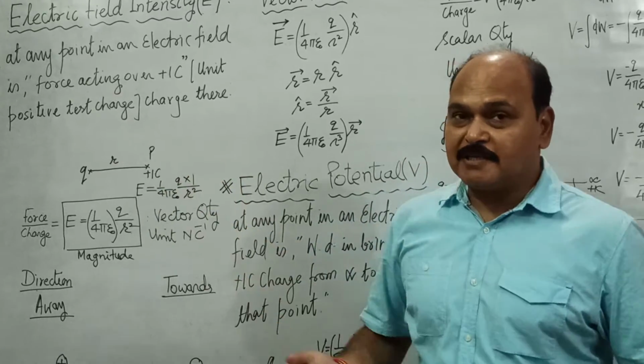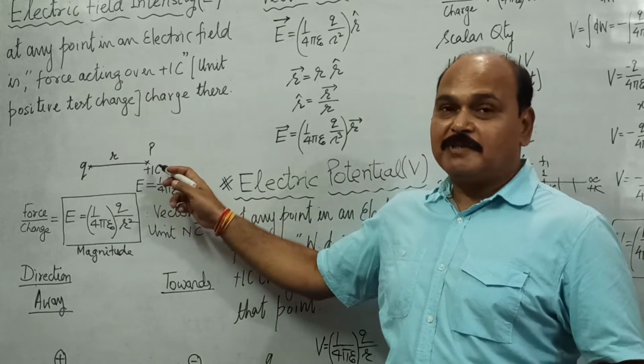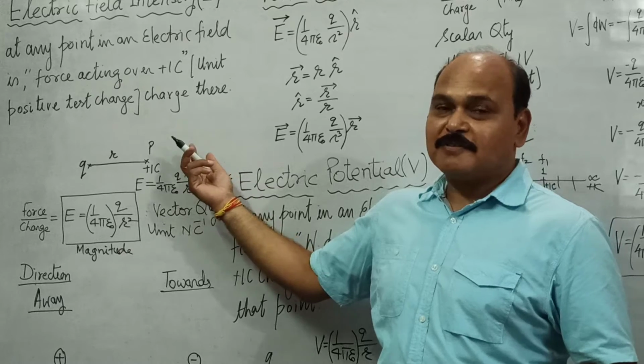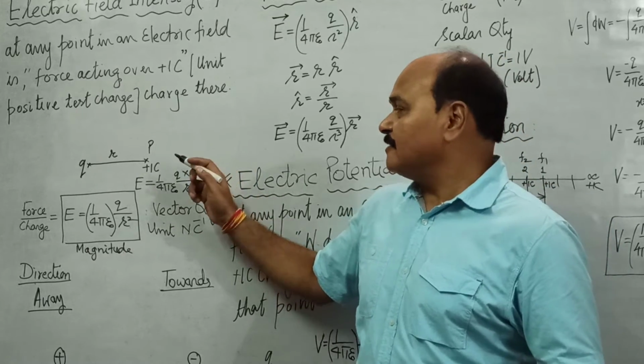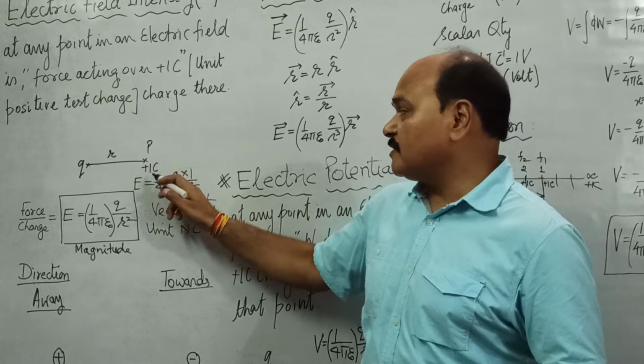Greater is the force, greater is the value of electric field intensity; smaller is the force, smaller is going to be the electric field intensity. No force, no electric field intensity. So electric field intensity at this point is the force acting over plus 1 Coulomb charge.